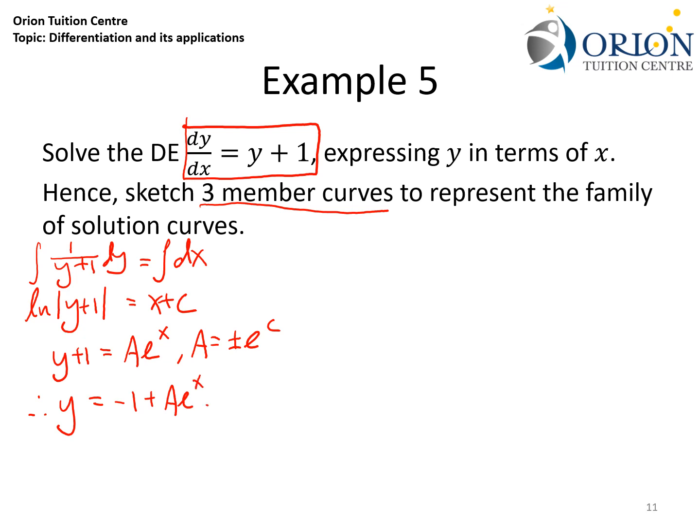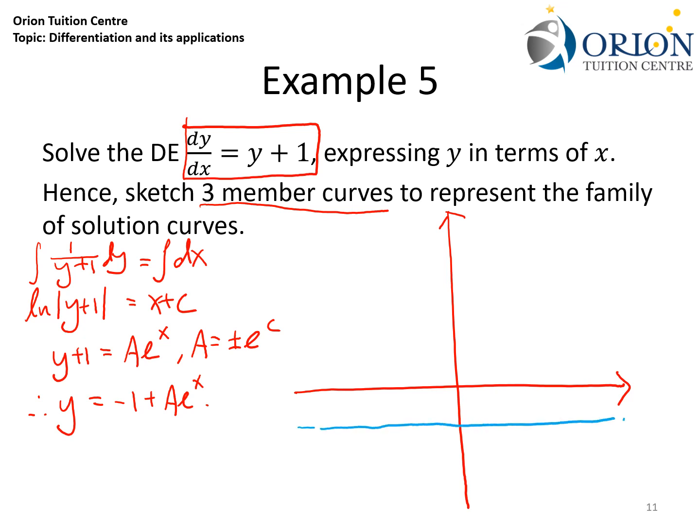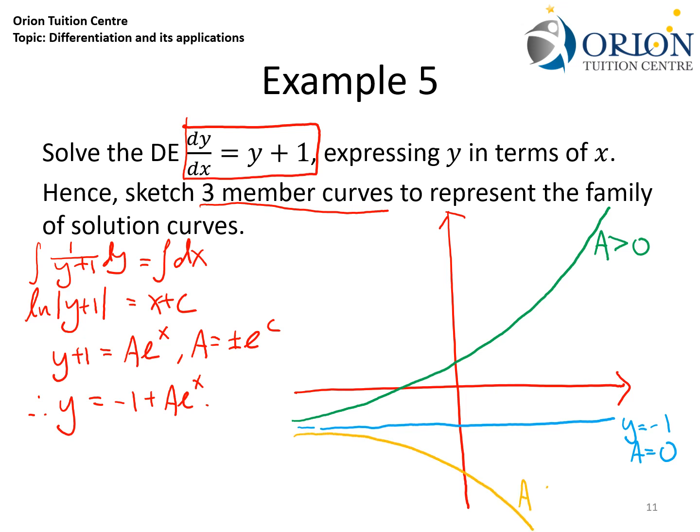Now for the family of solution curves, we can first let a equal 0. We will end up with y equals minus 1, which looks like this. And this is when a equals 0. Next, I can let a be a positive number. And if a is a positive number, I will get something like this. And I can also let a be a negative number, which will thus give me a shape that looks like this. And thus, this is the family of solution curves required.